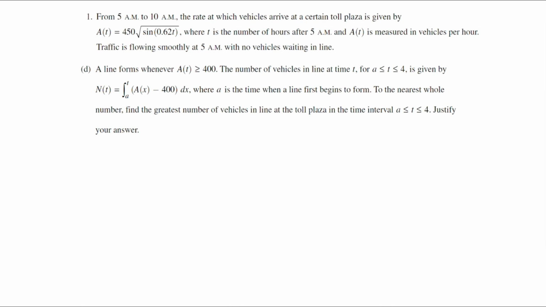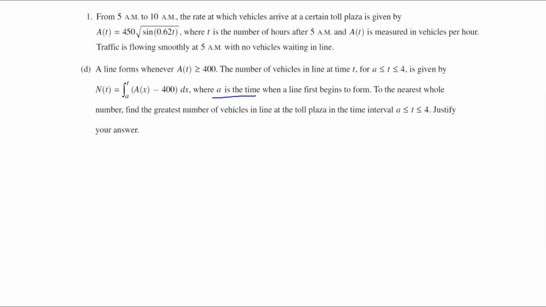And it says that the number of vehicles in line at time t, for t between A and 4, is given by this integral: N of t is equal to the integral from A to t of A of x minus 400. And importantly, A is the time when the line first begins to form. We want to find the greatest number of vehicles in line at the toll plaza, or the maximum number of vehicles in this line on this interval.